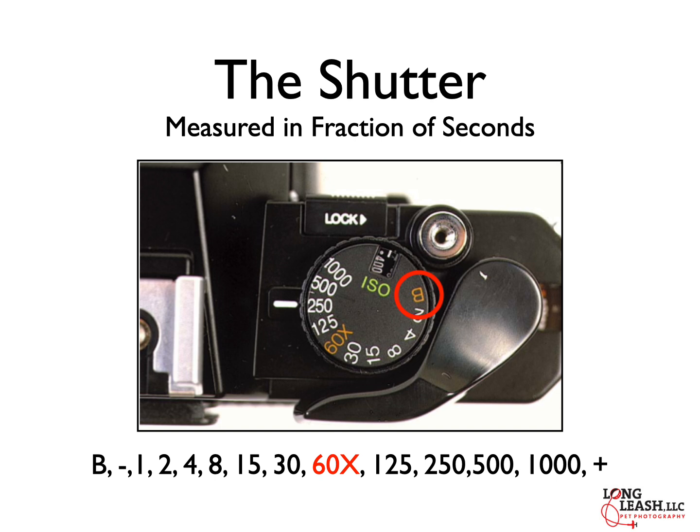So we would pick a very fast speed, like 1,000th of a second to stop motion, and of course a slow speed like a half second or 1 second to show motion. And we also have the B setting.